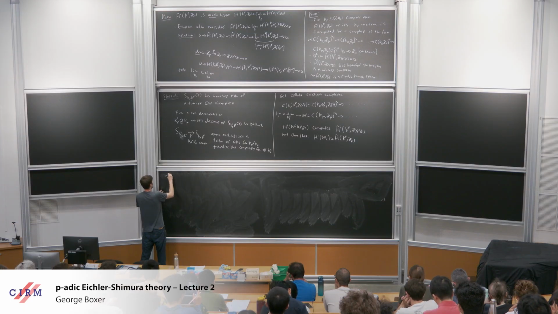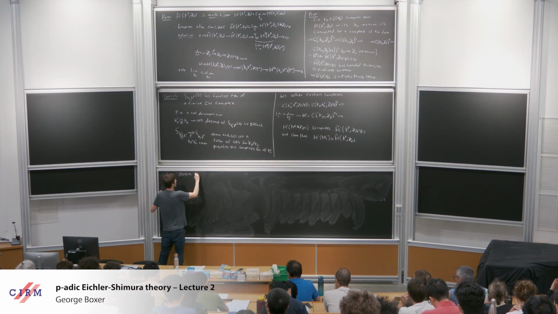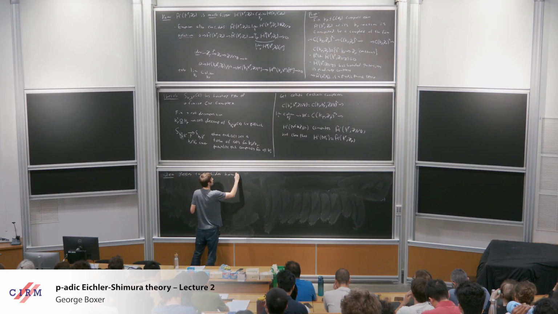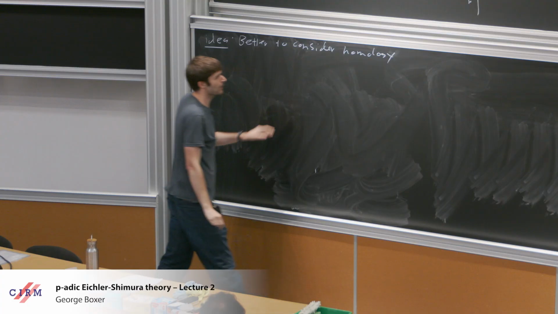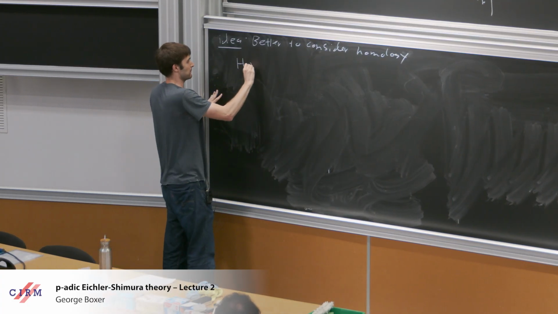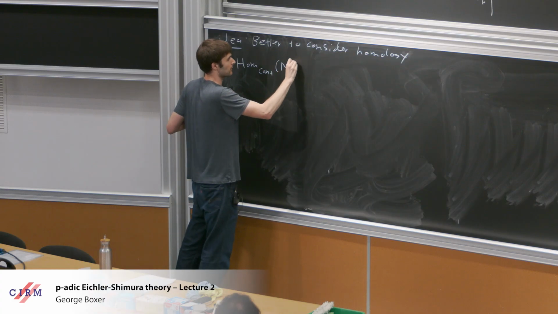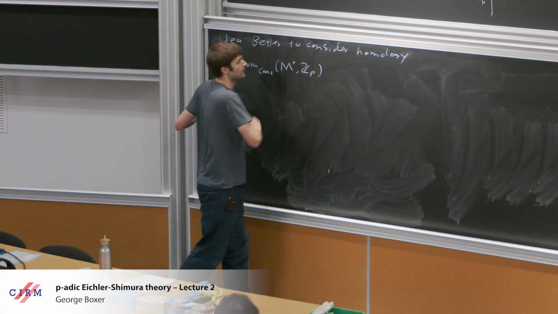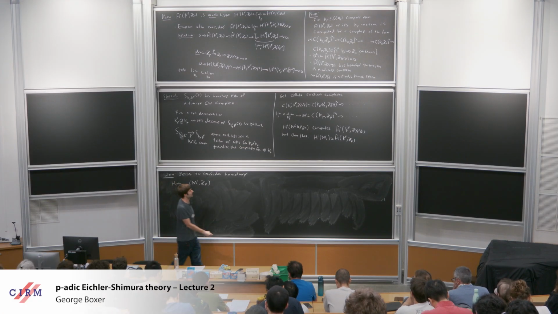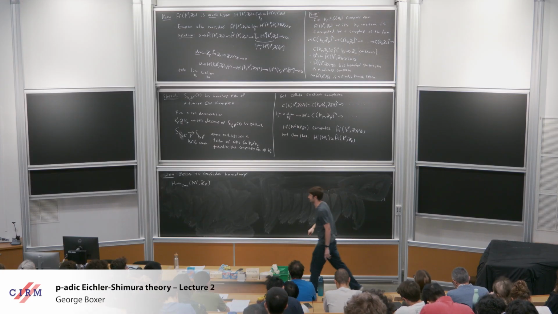So the idea is that it's better to consider homology first, and you'll see why in a moment. So we take the dual of this complex, by which I mean take term-wise continuous homomorphisms from this complex into Z_p. And so what does this complex look like? Well, basically, we have to understand what is the dual of this space of continuous functions.